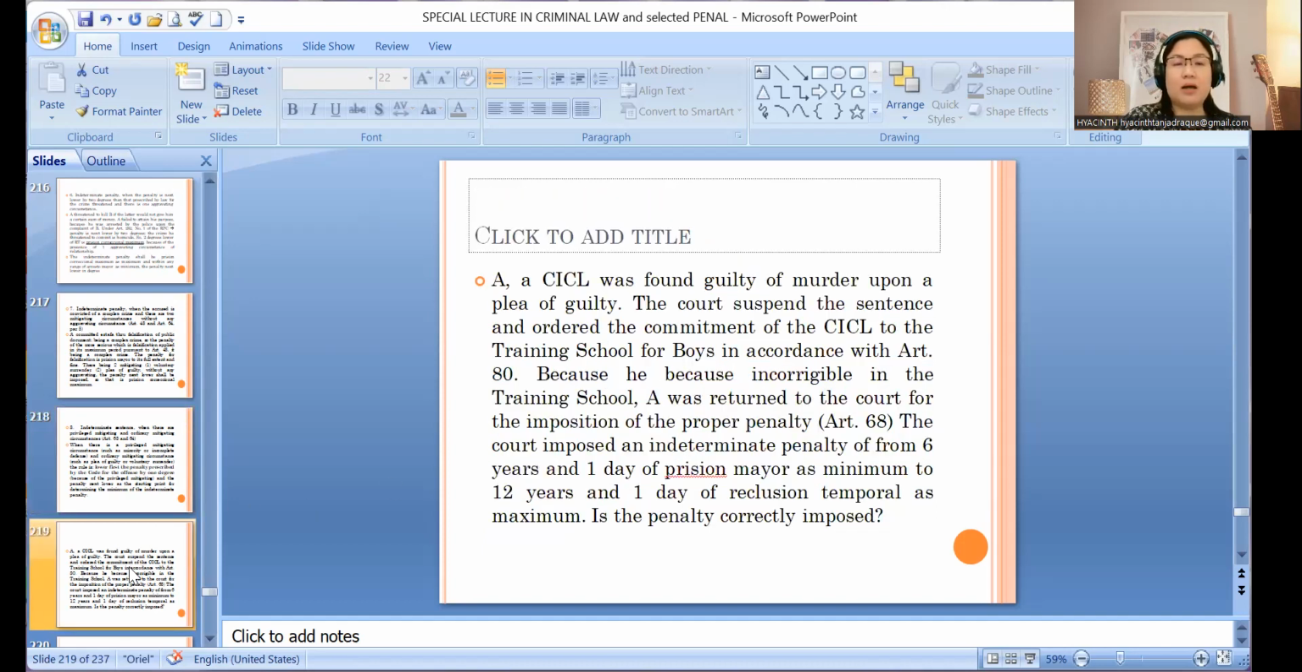Example, a CICL was found guilty of murder upon a plea of guilty. So you have their minority, privileged mitigating, and plea of guilty, ordinary.